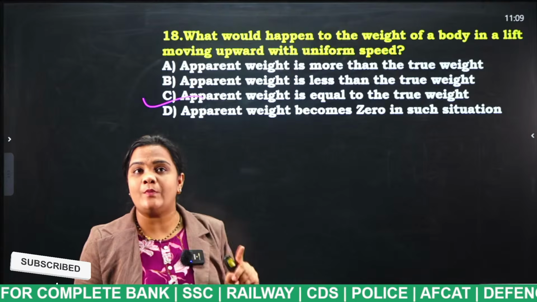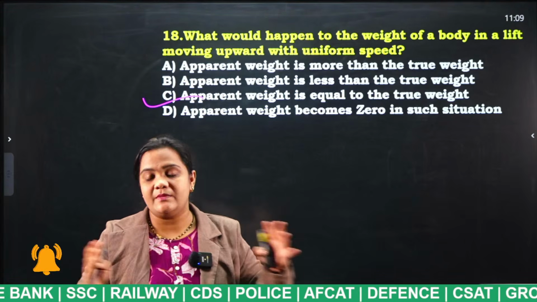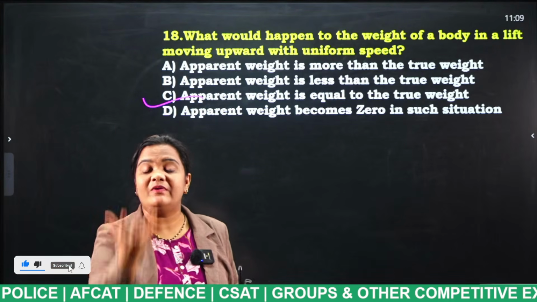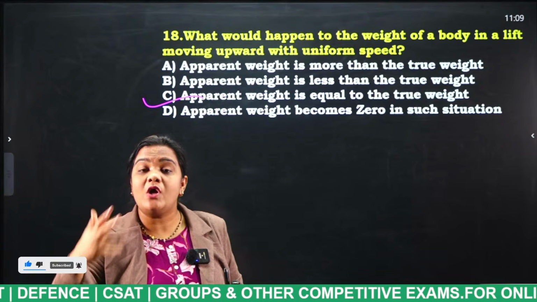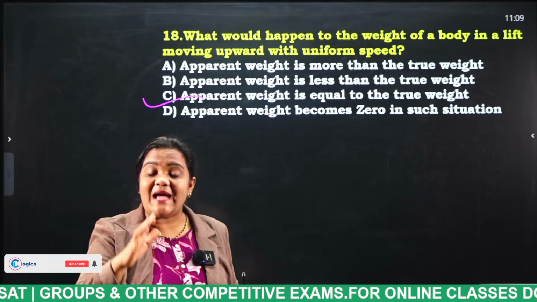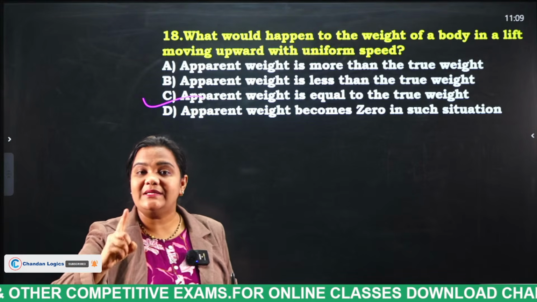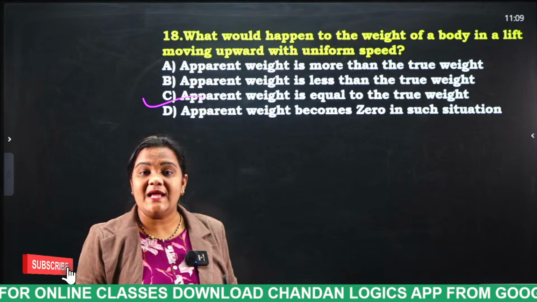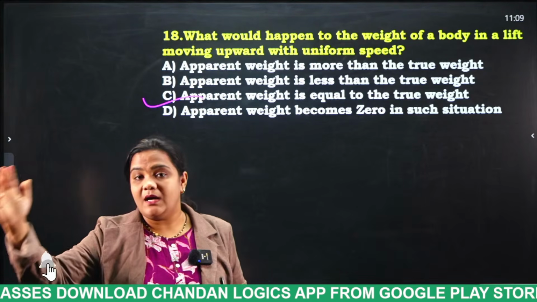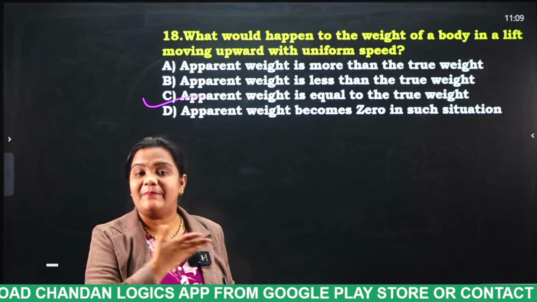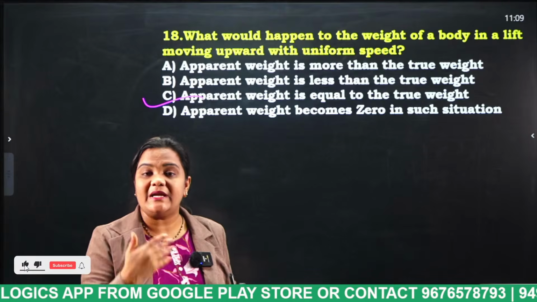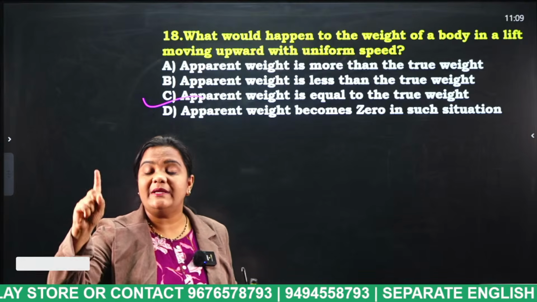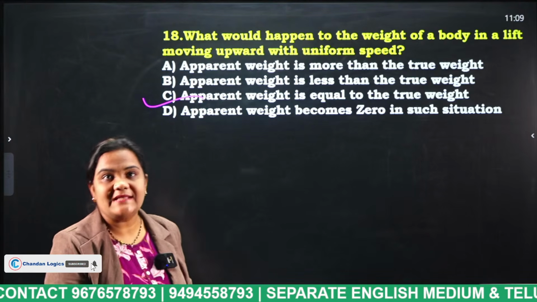Remember students, very important. Again and again I am explaining, listen properly. When the lift accelerates upwards, his apparent weight is more than the true weight. When the lift accelerates downwards, his apparent weight is less than the true weight. When the lift is moving with uniform velocity, his apparent weight is equal to the true weight. When the cable suddenly breaks and the lift falls to the ground, at that time the apparent weight will be equal to 0. Okay? Yes.